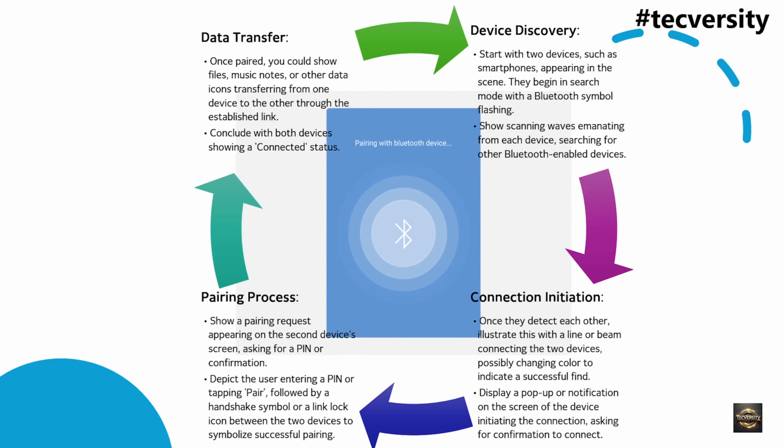You can transfer files, you can transfer music, or you can use a Bluetooth mouse as a pointing device, or a keyboard for keystrokes. It depends on the device that you're connecting. So this is the typical process that happens in Bluetooth.